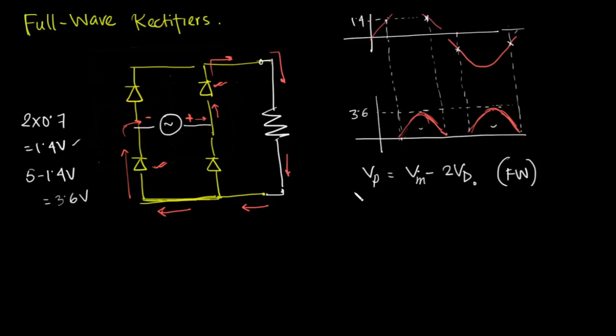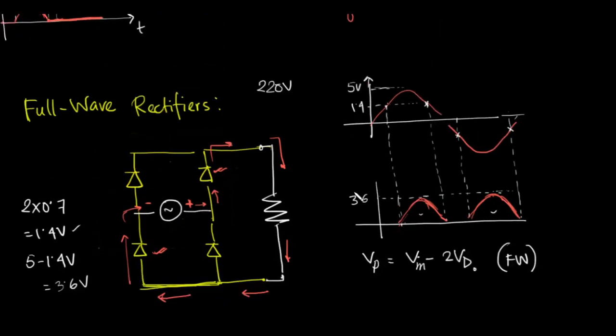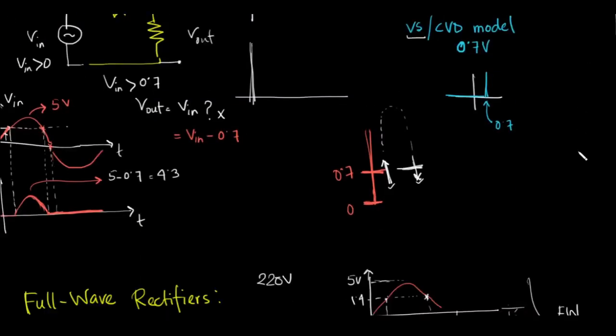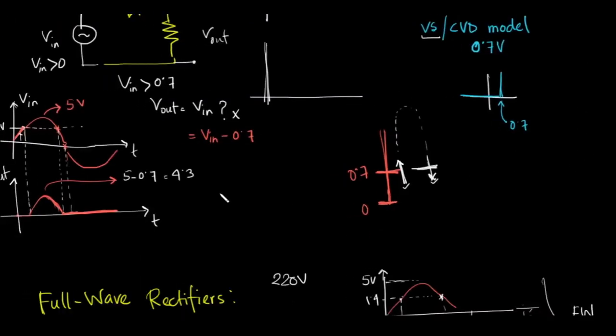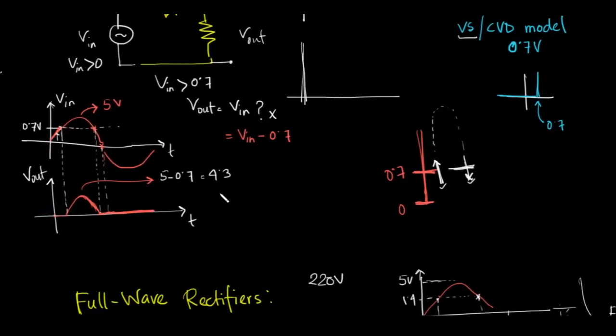So these are the waveform graphs. This is the waveform graph of a full wave rectifier with a real diode. Full wave real. And this is the waveform graph of a half wave rectifier with a real diode. Half wave real. These are the waveform graphs.